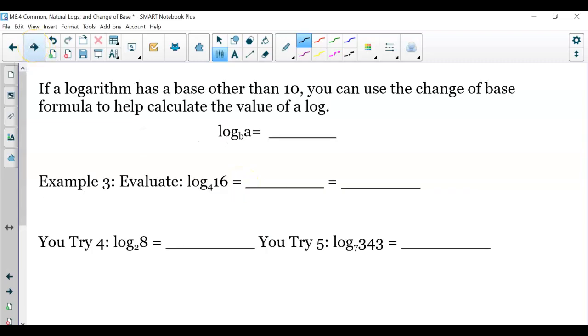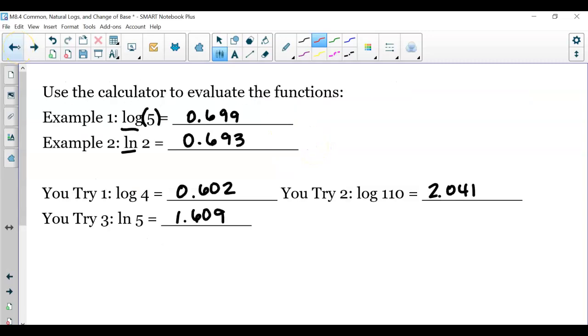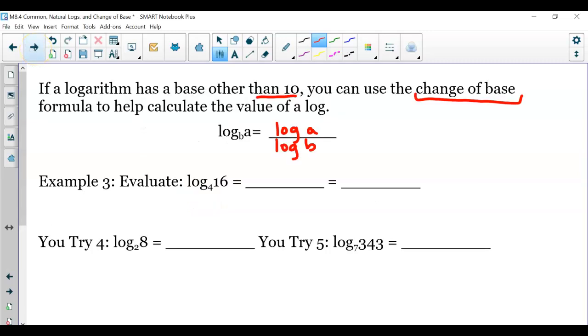Now the change of base formula. What if you have a base other than 10? How do we calculate these? You could also use the change of base formula when you do have a base of 10. But in this case, what if it's different? Now I've got log of A divided by log of B. Before, this log is a common log with a base of 10, so you can just put that in the calculator and you get this value. When it's other than 10, we're going to use that change of base formula.